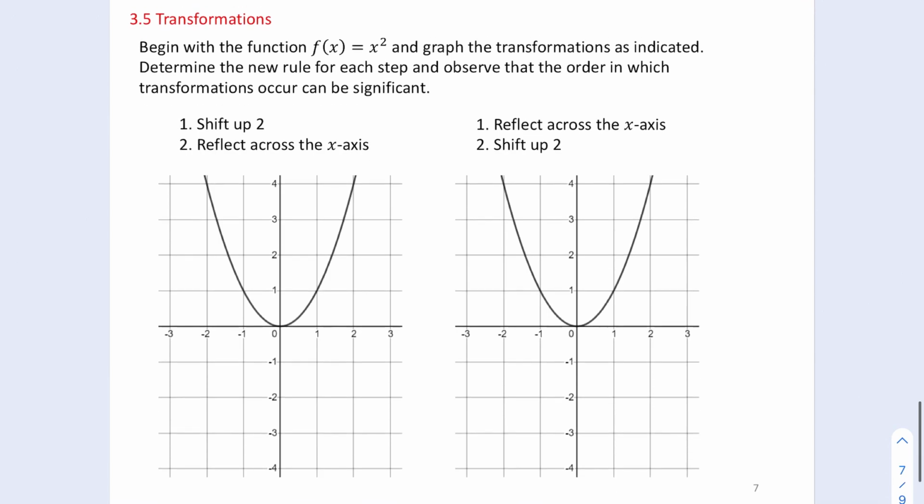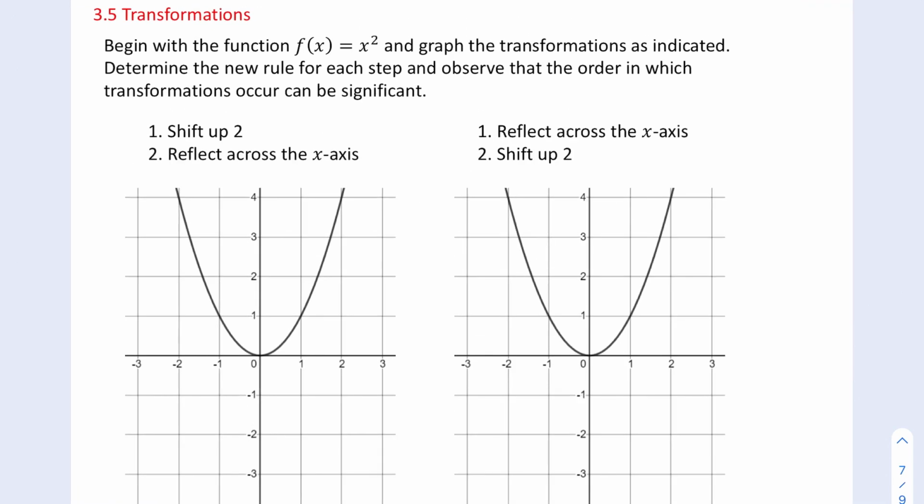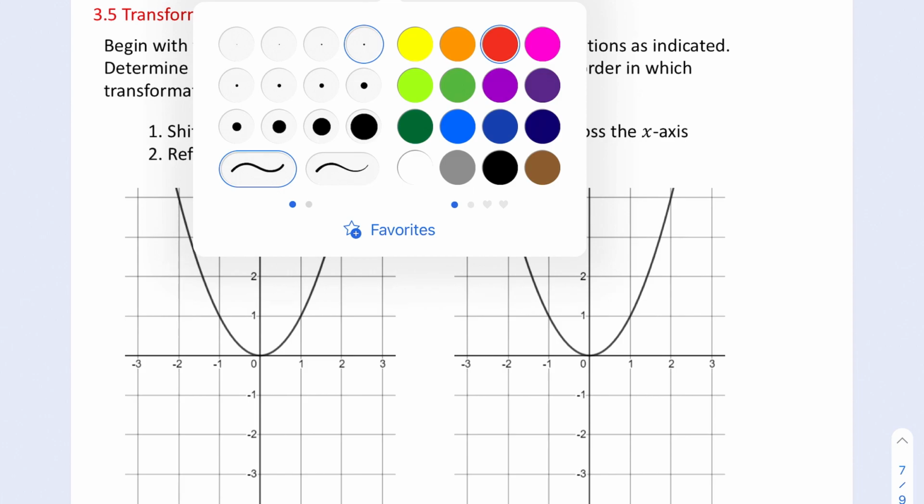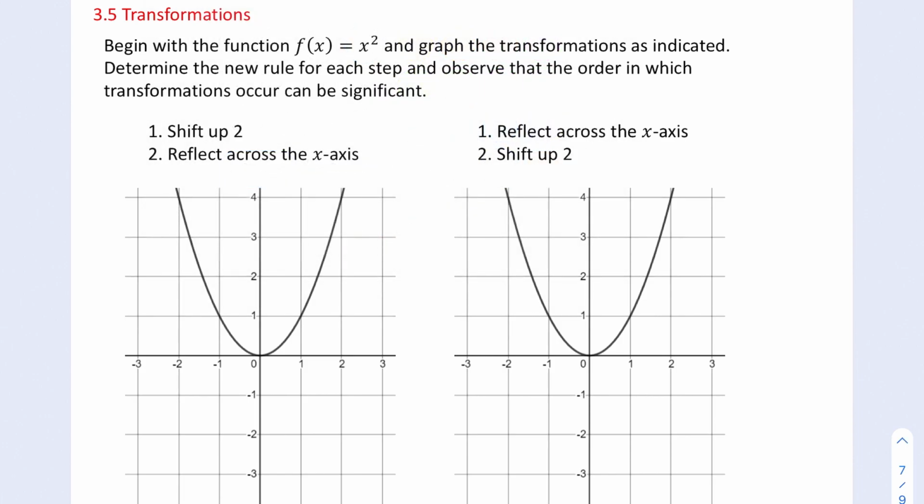Okay, a couple more slides here. We're going to begin with the parent graph of x squared. The purpose of this slide is to show you that the order in which you do multiple transformations can have an effect on the final result. So if you want to shift up 2 and reflect across the x-axis, the order in which you do that is going to produce different things.